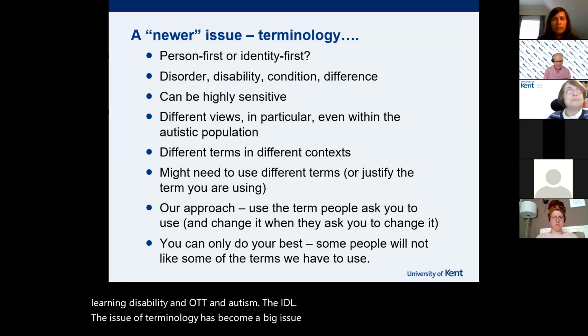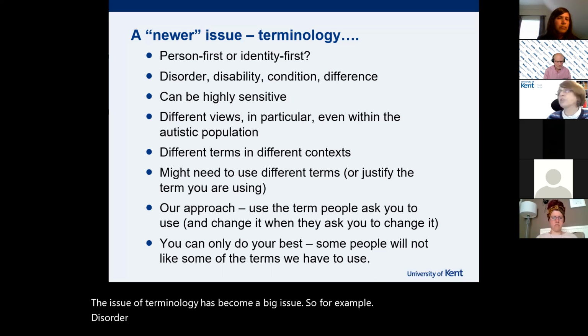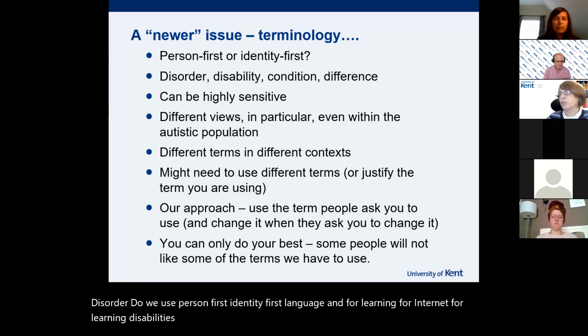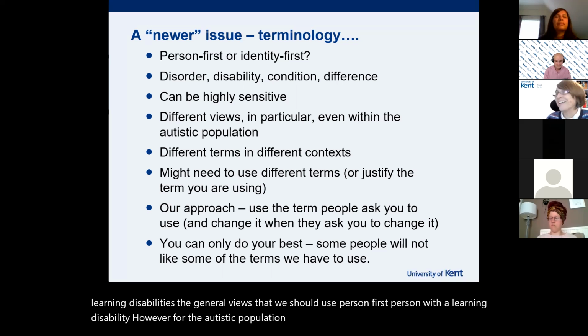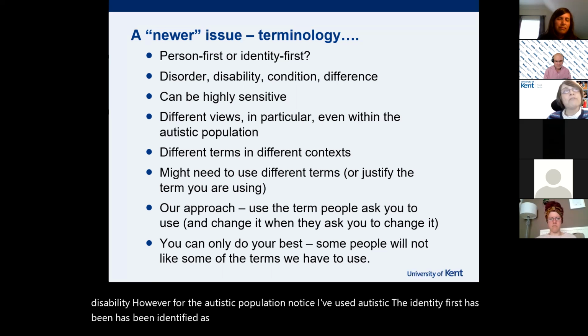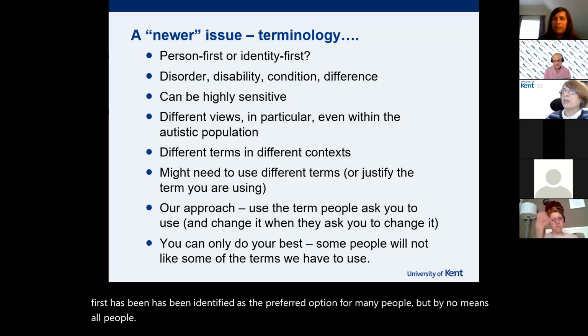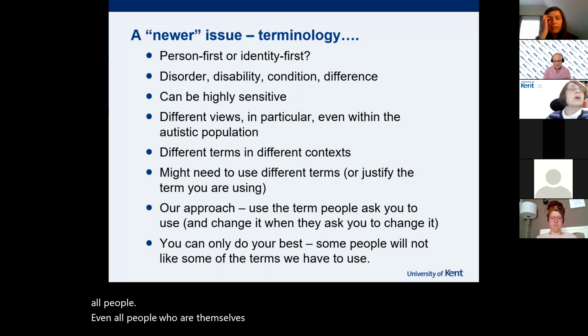So for example, do we use person first or identity first language? For learning disabilities, the general view is that we should use person first, a person with a learning disability. However, for the autistic population, notice I've used autistic, identity first has been identified as the preferred option for many people, but by no means all people, even all people who are themselves autistic. So you might need to use different terms for different people involved.